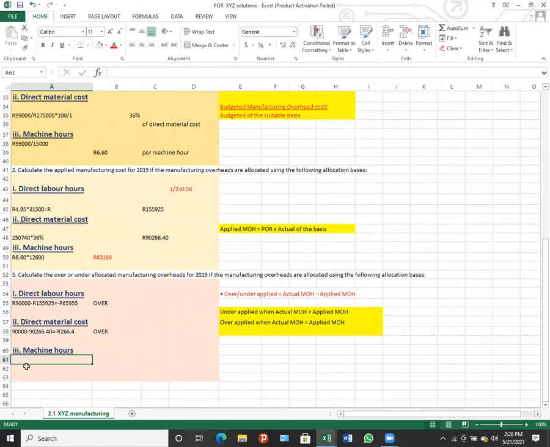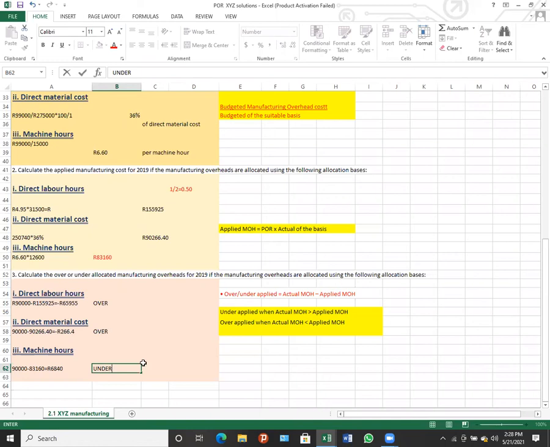And then here, minus 83,160. How much do you get? 6,840. Is it positive or negative? Positive. And is it over or under? Under applied.